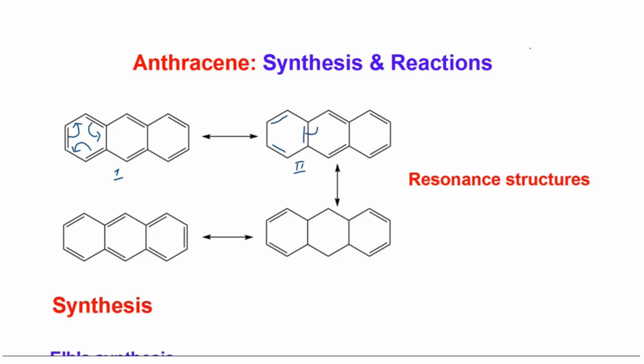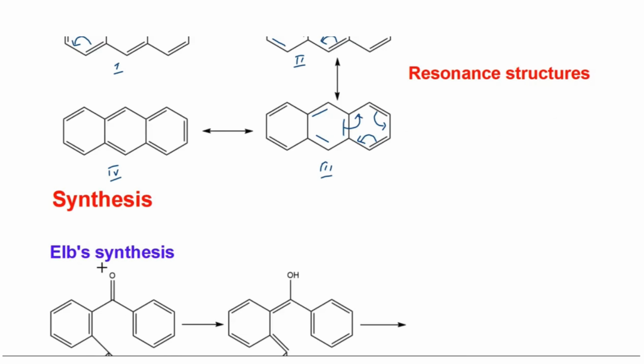Now if I start from here like this, like this, like this, wherever they shifted, that I am putting the pi systems like this, like this. If I do this one again like this, like this, so finally we will get the fourth resonance structure. This is how we should rotate the pi electrons very sequentially to get the different resonance structures. Okay, next we will move into the synthesis, how we can attain the synthesis of anthracene.